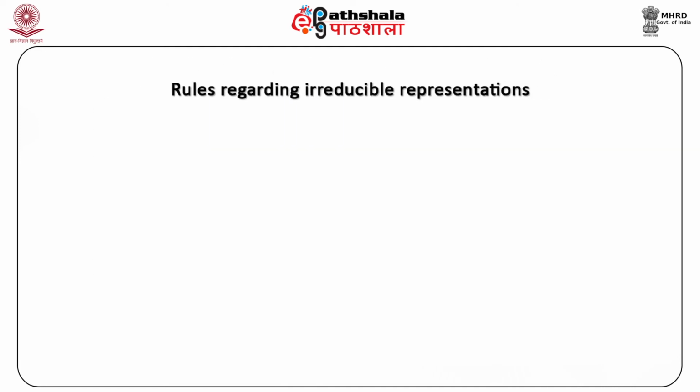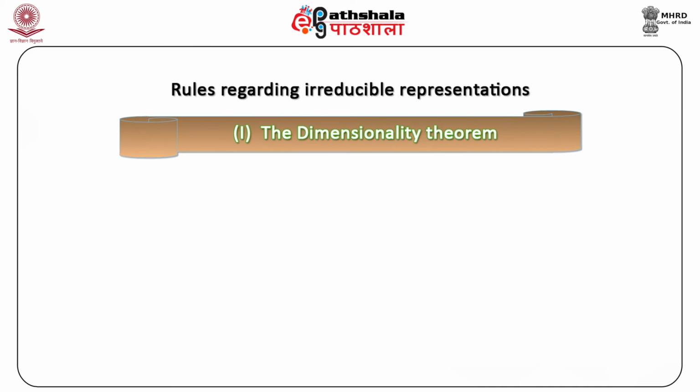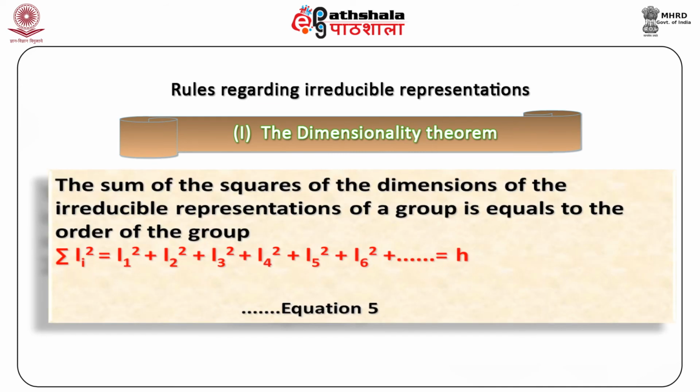Making use of equations 2, 3, 4 as depicted in the video of the mathematical representation of the great orthogonality theorem, some simple rules regarding irreducible representations and their characters have been derived from the great orthogonality theorem. These rules are quite simple and can be easily used for correlating irreducible and reducible representations. The first rule is the dimensionality theorem, which says that the sum of the squares of the dimensions of the irreducible representations of a group is equal to the order of the group. The equation is denoted as equation number 5.